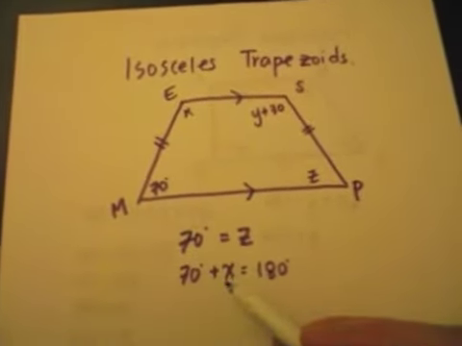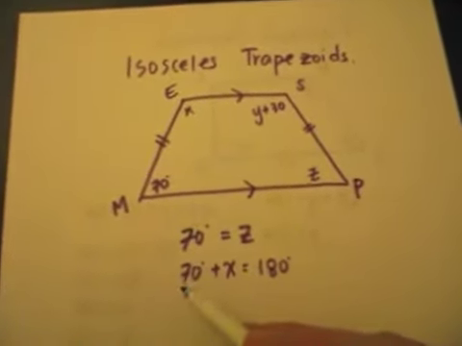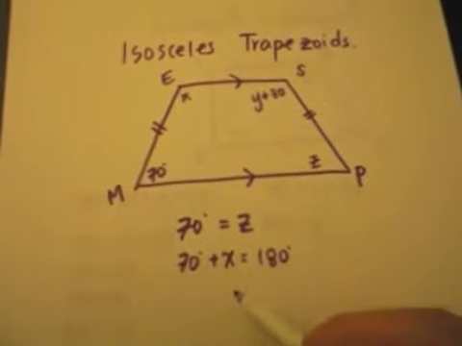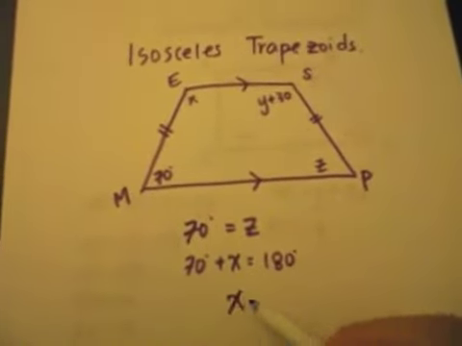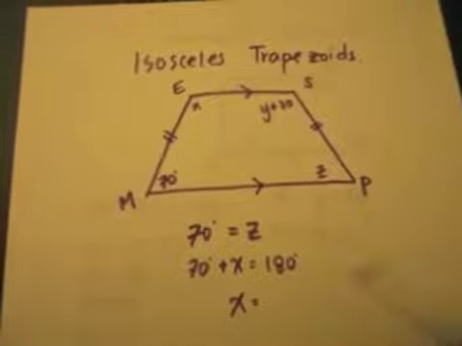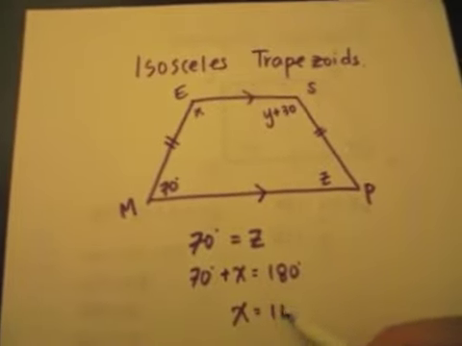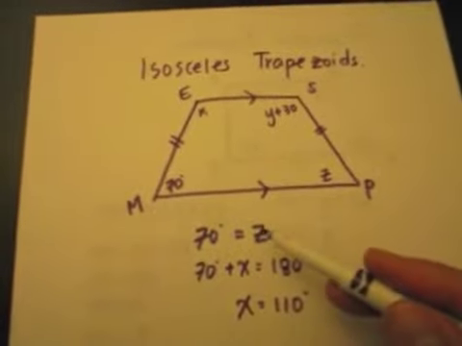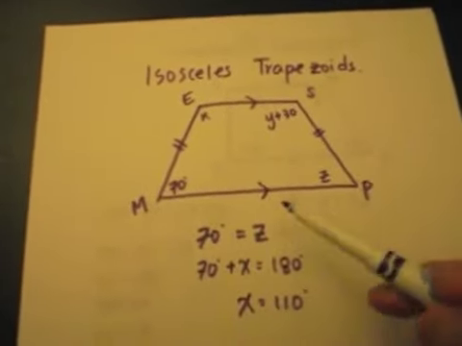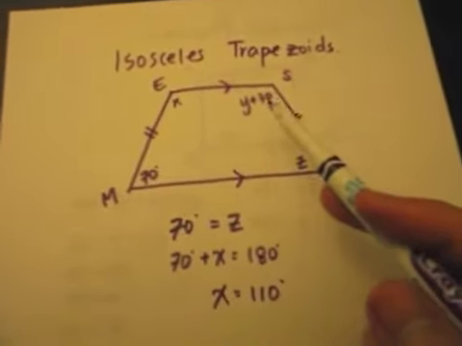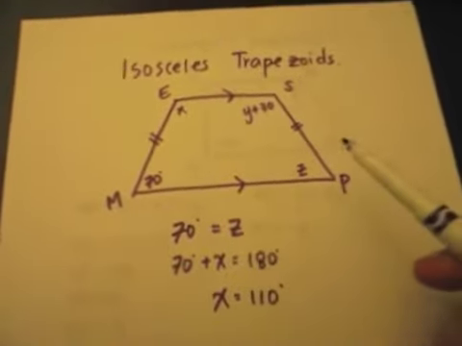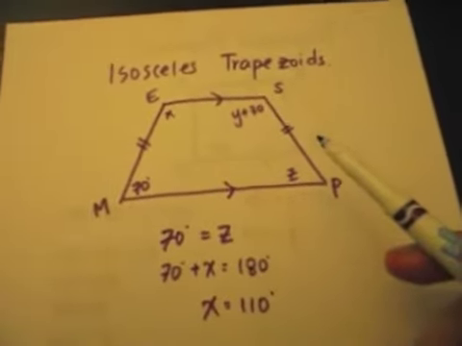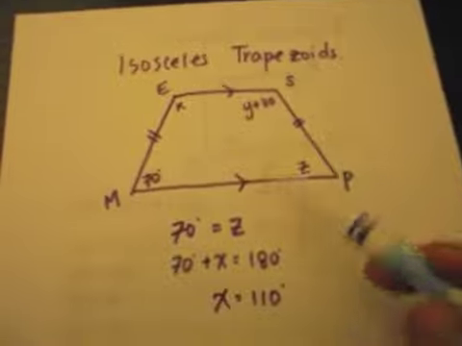Alright, using my algebra skills, I subtract 70 on both sides of the equation. I get that X is equal to 110 degrees. So I found what Z is, I found what X is. I need to now find what Y is. Now there are a bunch of ways to do this. There are multiple ways to do this.